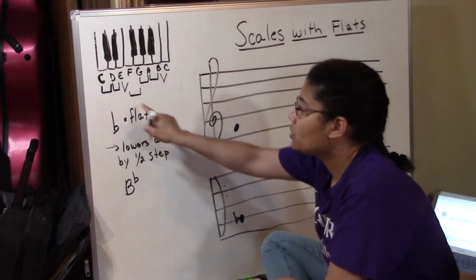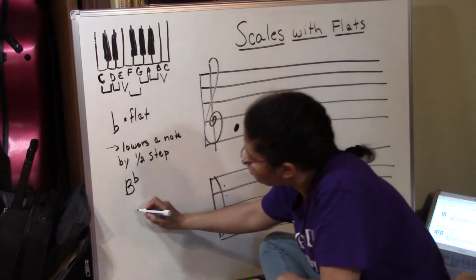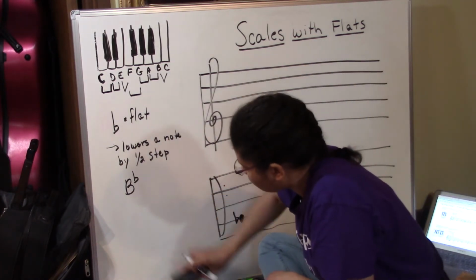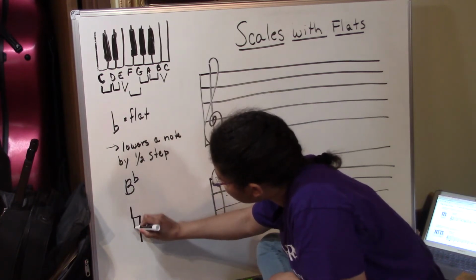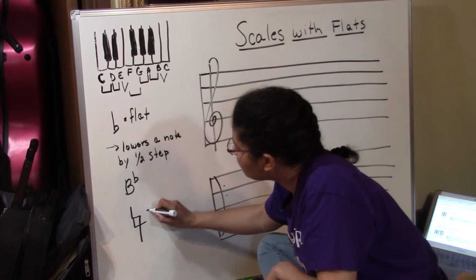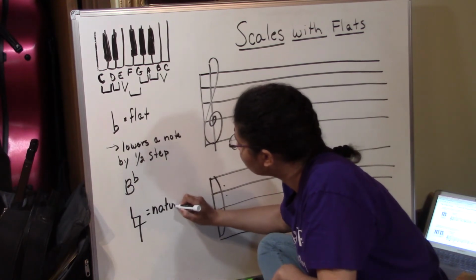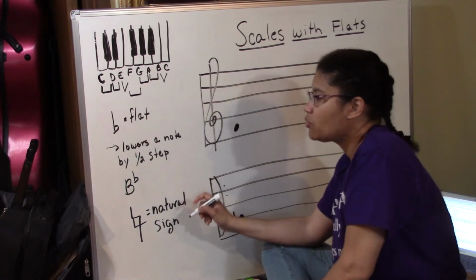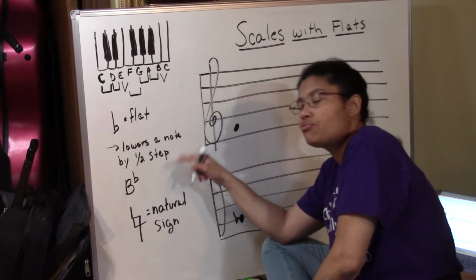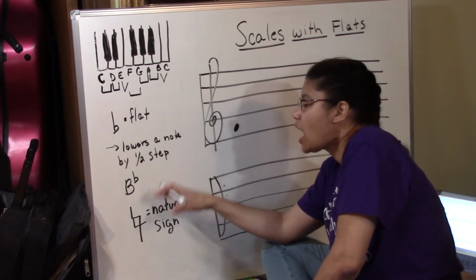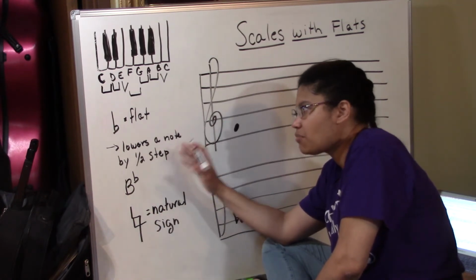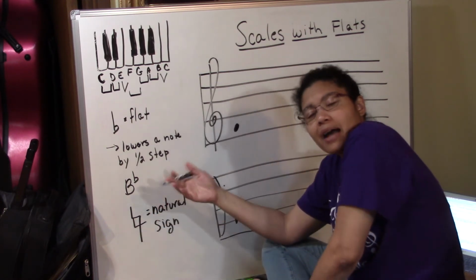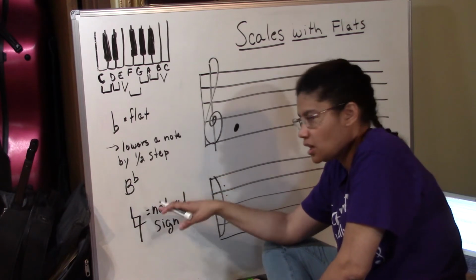Now, in order to cancel out a flat, we use what's called a natural sign. I didn't make that one very pretty. So I'm just going to give you what cancels a flat, which is called a natural sign. Okay, and that would reverse the flat. It would raise a note by 1/2 step, or I like to think of it as canceling. Okay, so just remember that if we have a flat, we can also cancel it as an accidental sign, or something that accidentally shows up to get rid of that flat. So just keep that in mind.